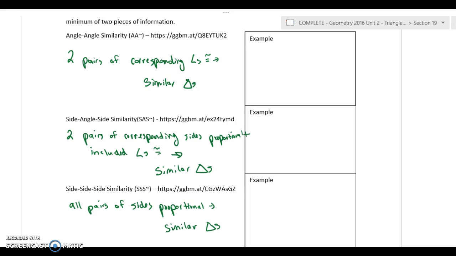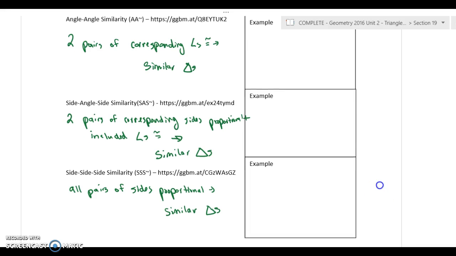Similarly, we can show that we have a side-angle-side relationship. 2 pairs of corresponding sides are proportional, meaning the ratio is the same, and we have what's called an included angle. And an included angle is the one between the congruent sides. So the sides have to have the same proportion. The angles have to be congruent. If that's the case, then the triangles are similar.